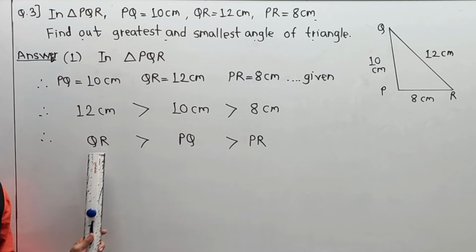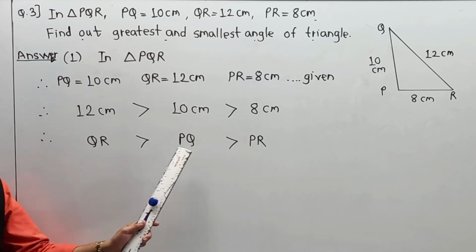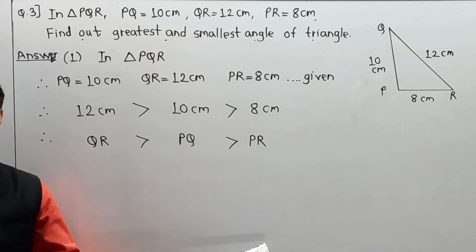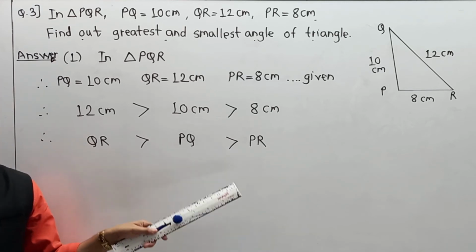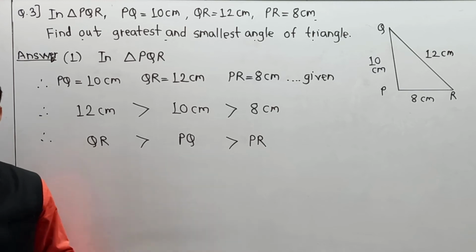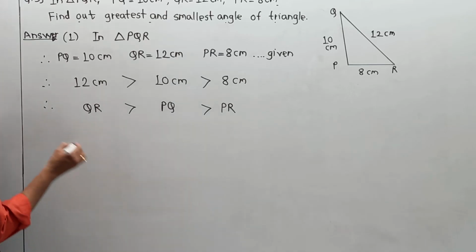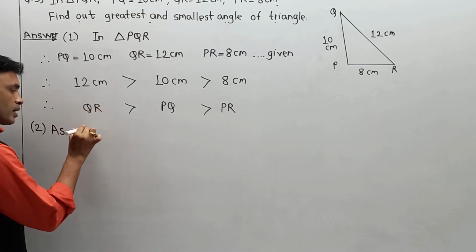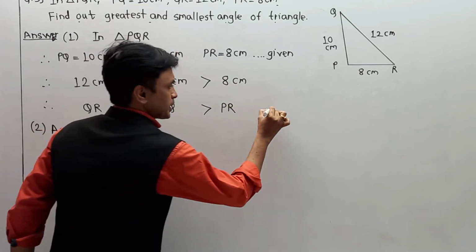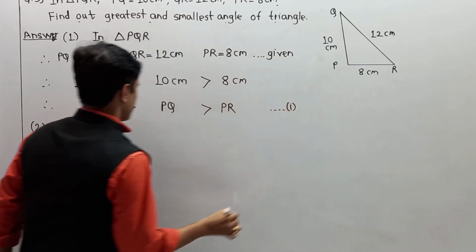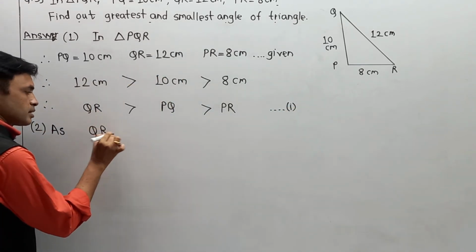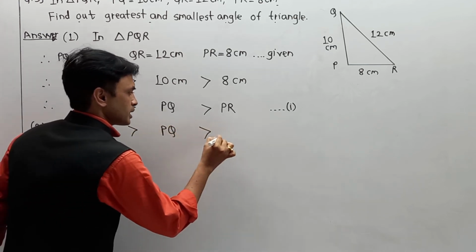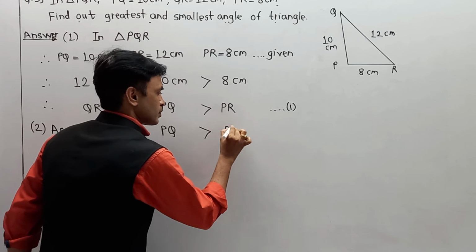If a side is greater, then its opposite angle is greater. If a side is medium, then the angle is medium. And if a side is smaller, then its opposite angle is smaller. And in this way we are going to write the part. So please pay attention. Now second part. As QR, I am going to give it as equation number 1. As QR is greater than side PQ is greater than side PR from 1.